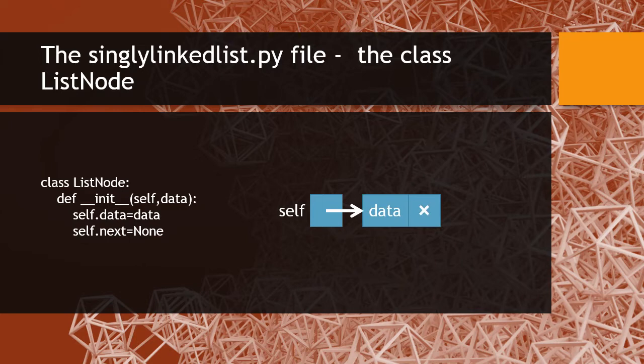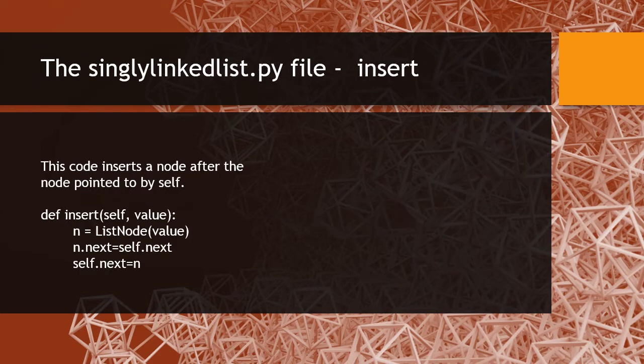In the second line, we have put none in the next field of self. Why none? Because this is the only node in the list and there is no node after it. This takes us O(1) time because both lines in the init function are constant time lines. Let us look at the insert function.